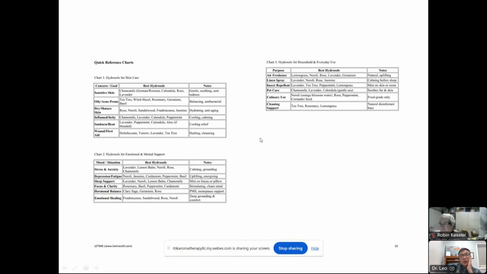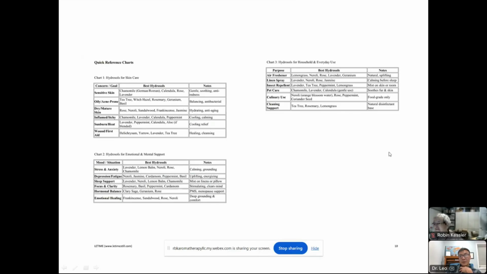I'll show you a little bit of information. There's a page about hydrosol for skincare, for sensitive skin. The best hydrosols include chamomile, calendula, rose, and lavender. They are gentle, soothing, and anti-redness. And some of the hydrosols are great for mental support, reducing anxiety and stress, all for regular daily use in the household.